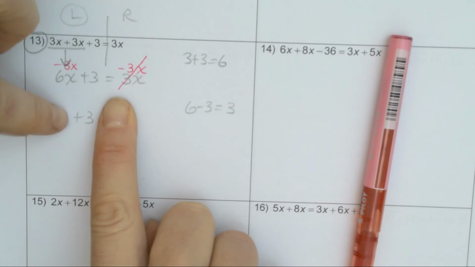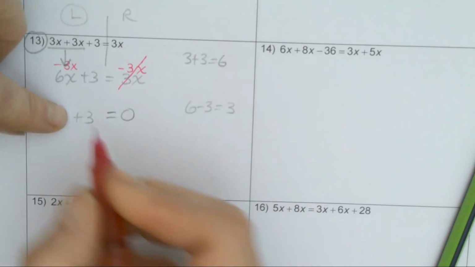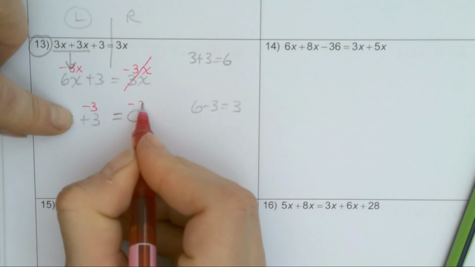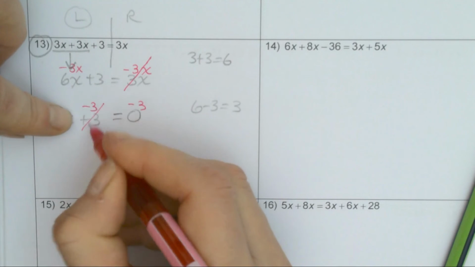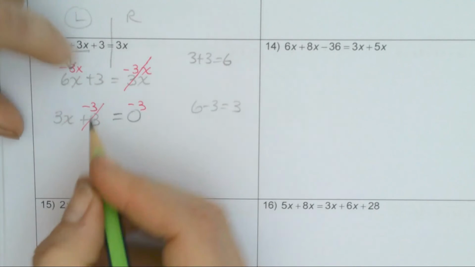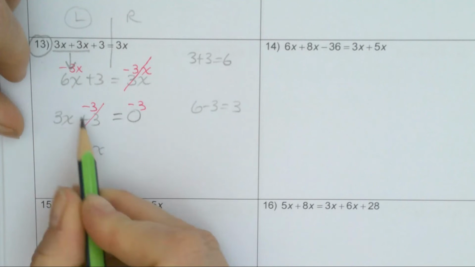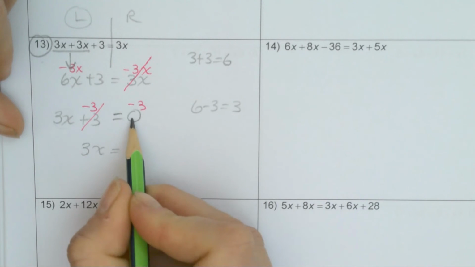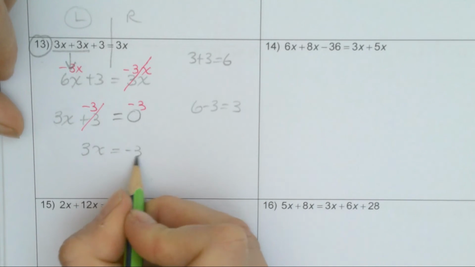Yeah, this is plus 3, so I'm going to do the opposite. Minus 3 from both sides. 3 minus 3 is 0, so this is gone. I'm only left with 3x on the left side. 0 minus 3, minus 3.